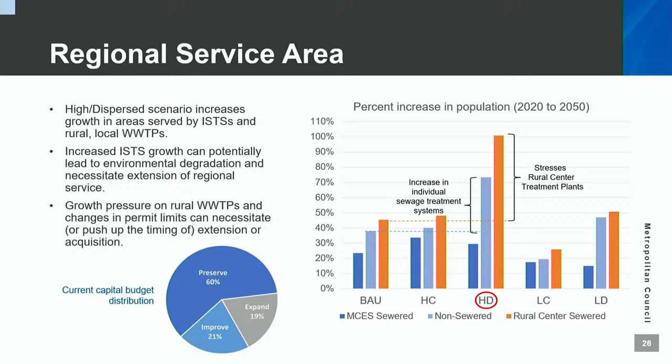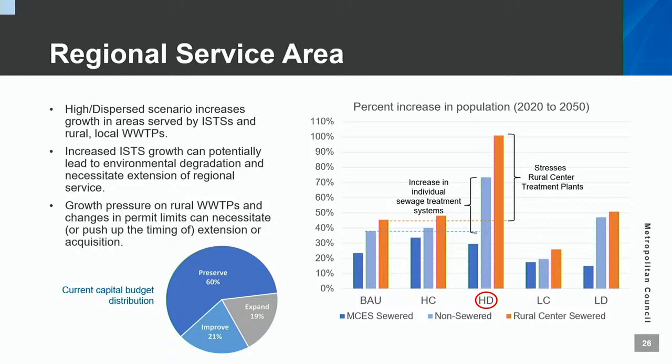The high dispersed scenario is where we see increases in growth in areas served by those individual sewage treatment systems and the rural local wastewater treatment plants. So this increased growth could potentially lead to environmental degradation and necessitate an extension of regional service. And the growth pressure on some of those local wastewater treatment plants and changes in permit limits could also influence the timing of an extension or an acquisition. Those plants don't treat to the same level that the Met Council plants treat to. They have different rules that aren't as strict. So that's one of the things that we're thinking about in this specific scenario.